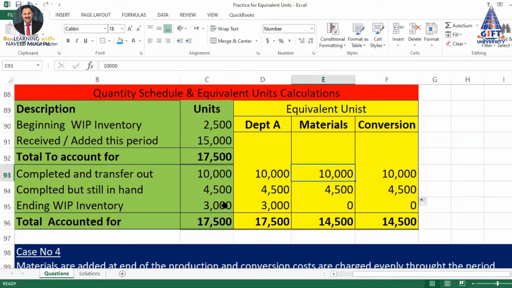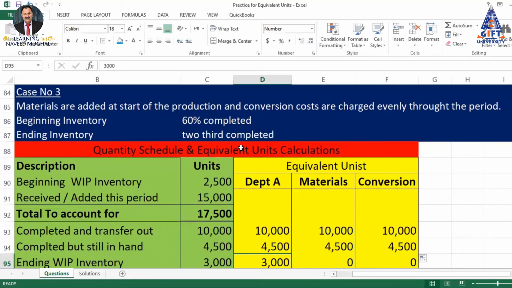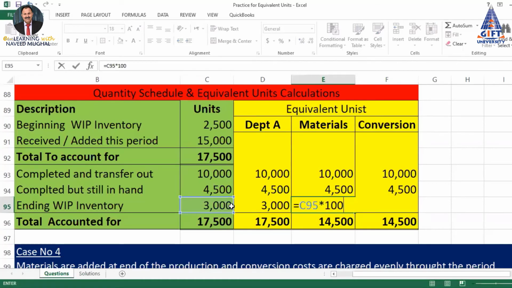And what about the 3,000 incomplete units? With respect to the previous department, they were 100% complete, then they were received in department B, so 3,000 multiplied by 100% is 3,000. And what about materials? Materials are added at the start of the production. When it is said that it is the start of the production, it means they are 100% complete. It means on 3,000 units all materials have been added. So with respect to material, these 3,000 units are 100% complete, so 3,000 multiplied by 100%, and we will get 3,000.